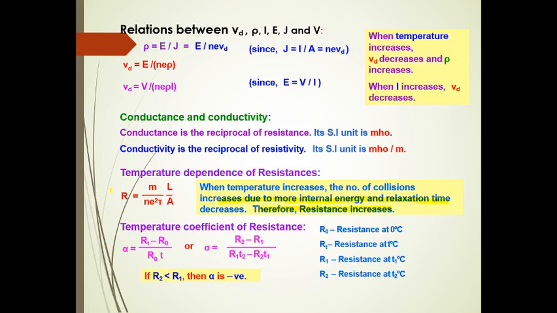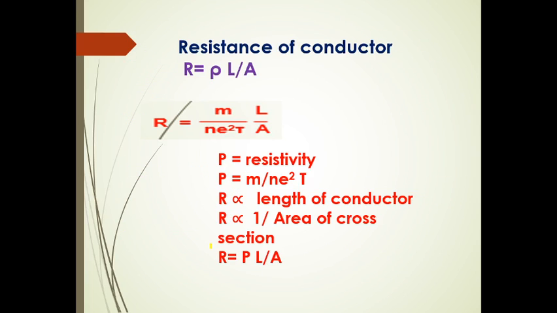What is the effect of the temperature on the resistance of the conductor? The effect is, when temperature increases, resistance also increases, because the number of collisions due to more internal energy increases, relaxation time decreases, therefore resistance increases. Temperature coefficient of the resistance is denoted by alpha. Alpha is equal to change in resistance divided by original resistance and change in temperature. This is known as the temperature coefficient of resistance.